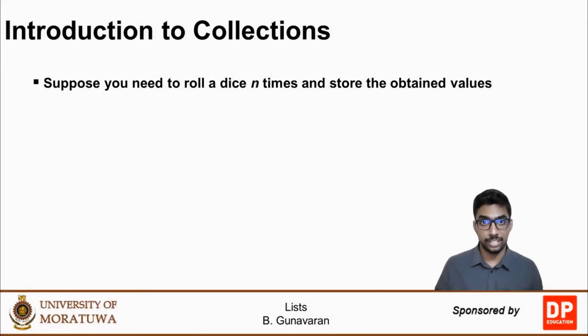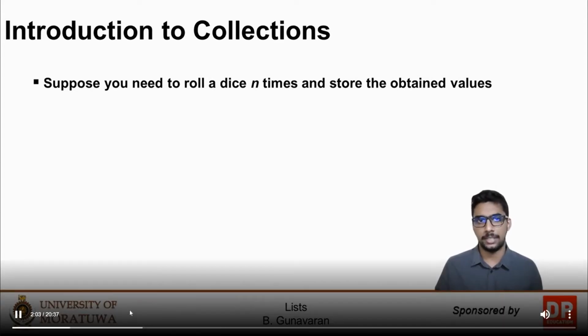Before answering that question, is there an actual need to store many values in a variable? Let's take an example. Suppose you need to roll a dice n times and store the obtained values. Again, pause the video and take a moment to think how you can do that.